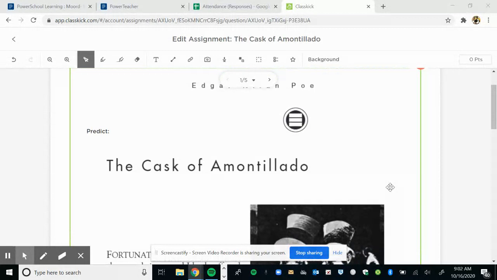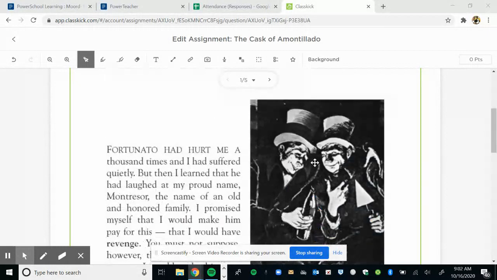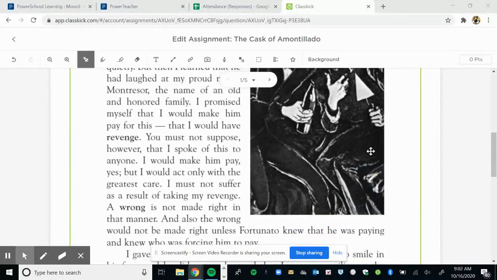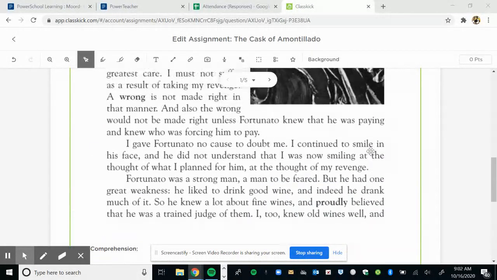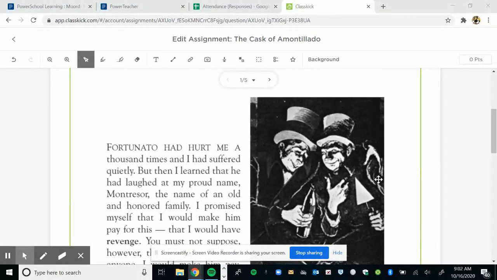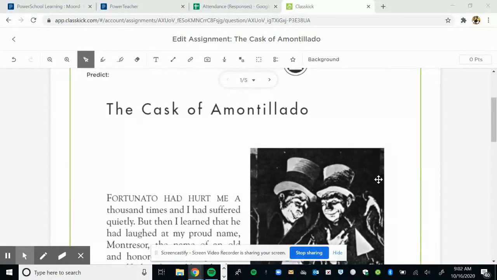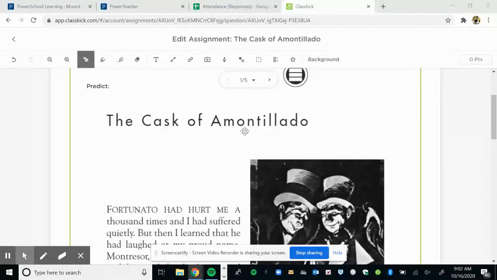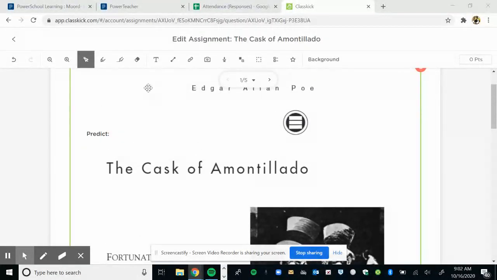The first strategy we're dealing with is predicting. To make a prediction, I'm going to look at the title of the story, and I'm going to look at the picture. If there are any other headings or anything else that would help me, I'm going to factor those in as well. But in this story, all we have is the title and this picture.